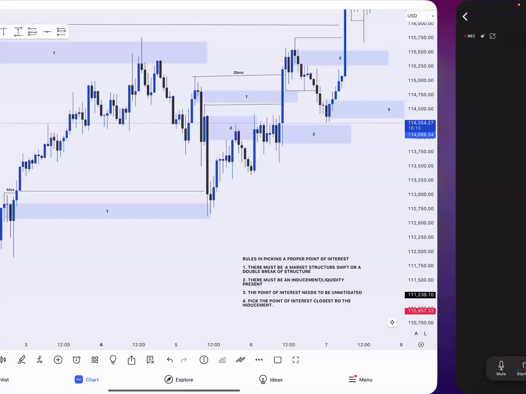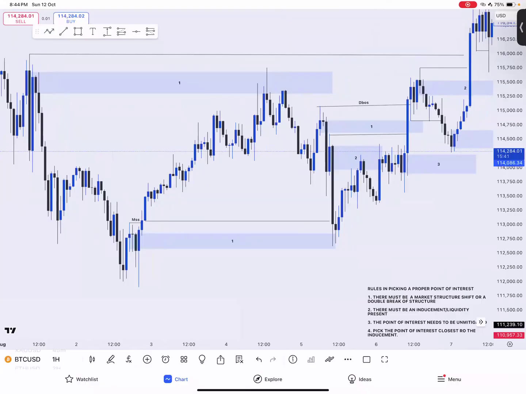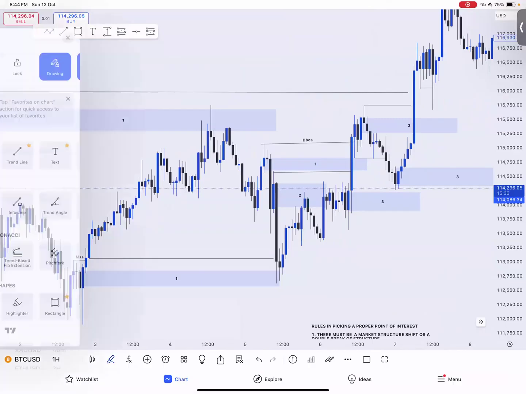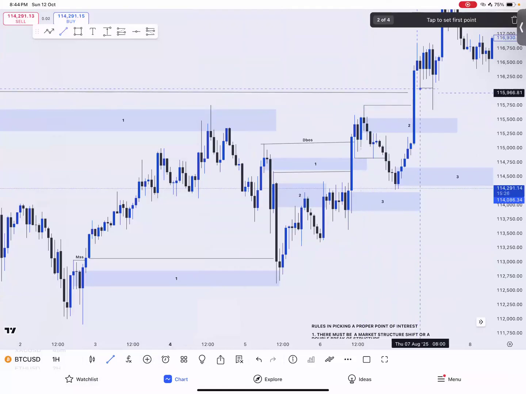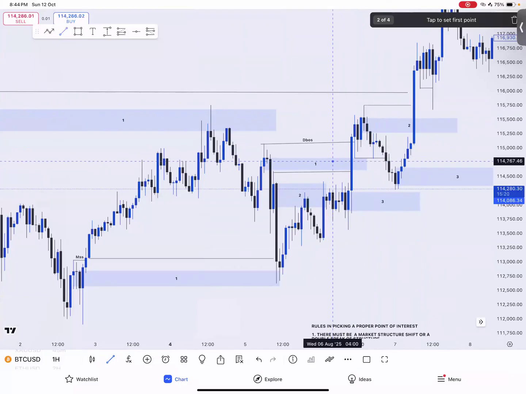Exactly. So that is what mitigation is. Mitigation means price touching a point of interest. And remember, for a breaker block to be mitigated, market needs to touch the body of the breaker block. If market touches the wick of a breaker block, that breaker block is still unmitigated. Do you understand? If market touches the wick of a breaker block during the inducement creation process, that breaker block is still unmitigated. So it needs to touch the body of the breaker for it to be mitigated.